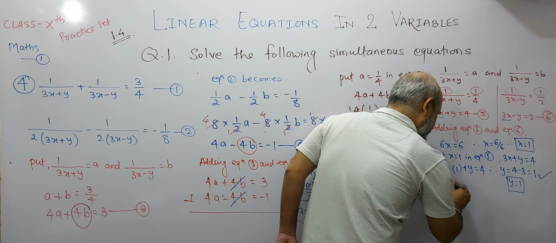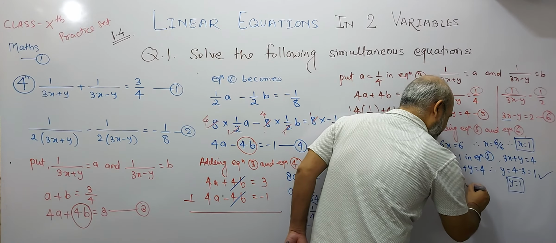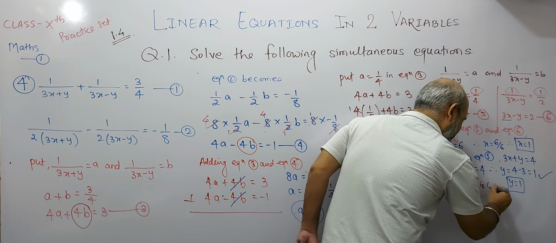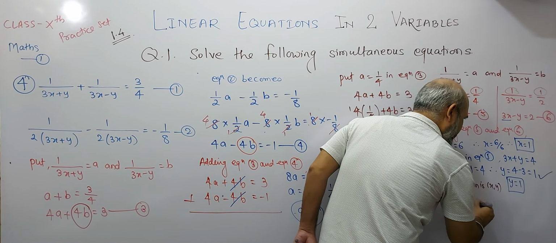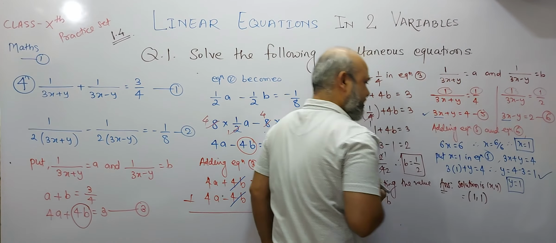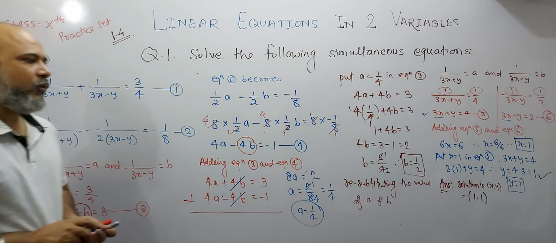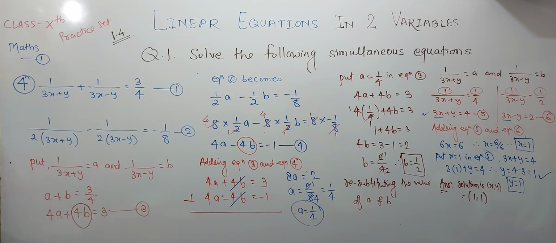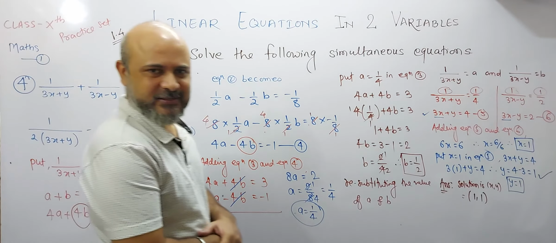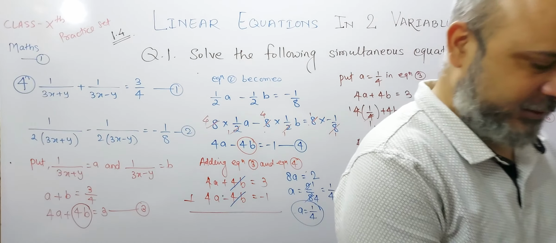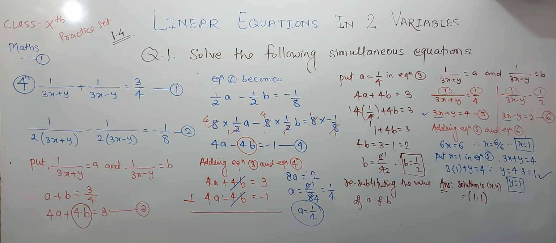This is our solution of question number 4. So I will write the final answer. The solution is x comma y, and this is equal to what? What is x? 1, and what is y? y is also 1. So both variables, x and y, have the same answer, that is 1 comma 1. Okay students, so this is the solution of our question number 4. Here we have completed our practice set 1.4 of standard 10, linear equations in two variables.